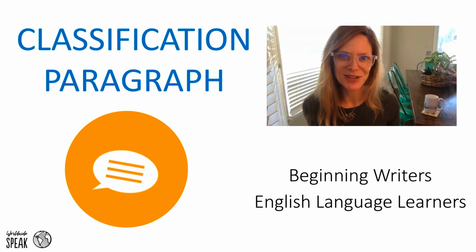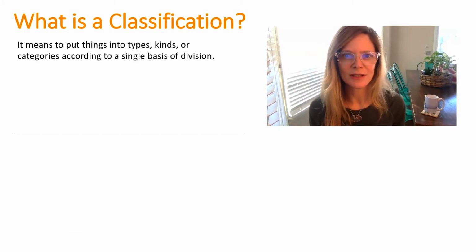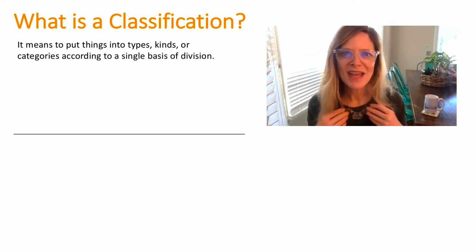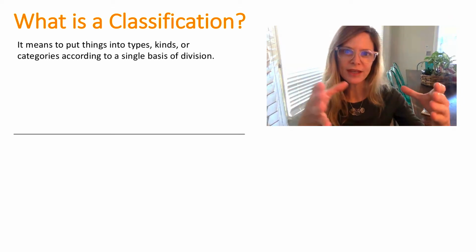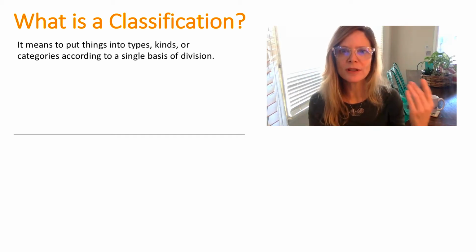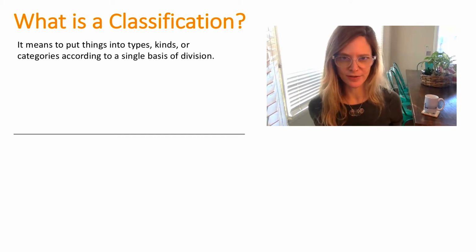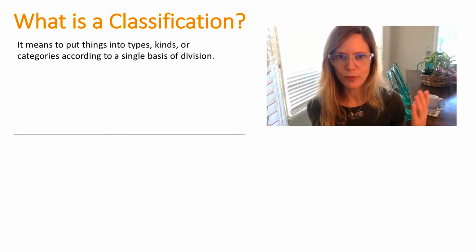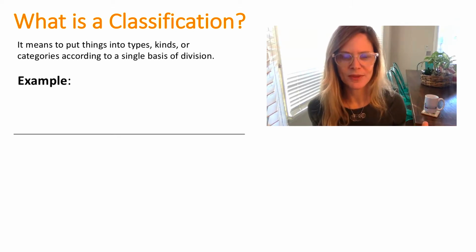Okay, let's get started. All right, what is classification? This means that we put things into types or kinds or categories or groups according to one single basis of division. All right, what does that really mean? Let me give you an example to clarify.